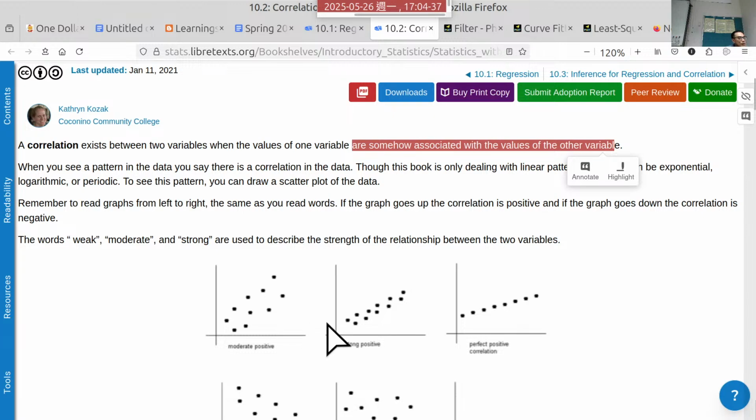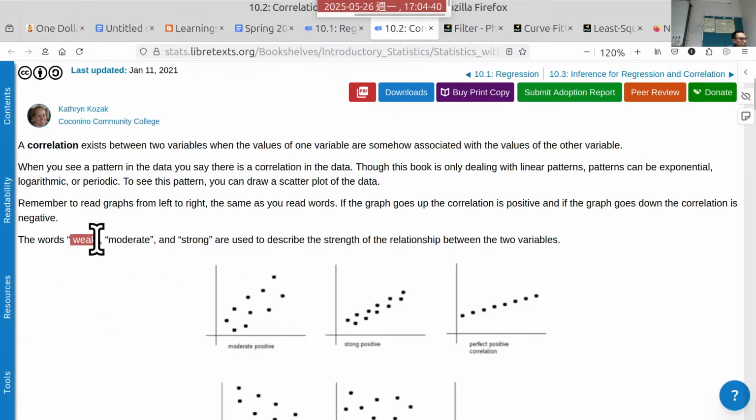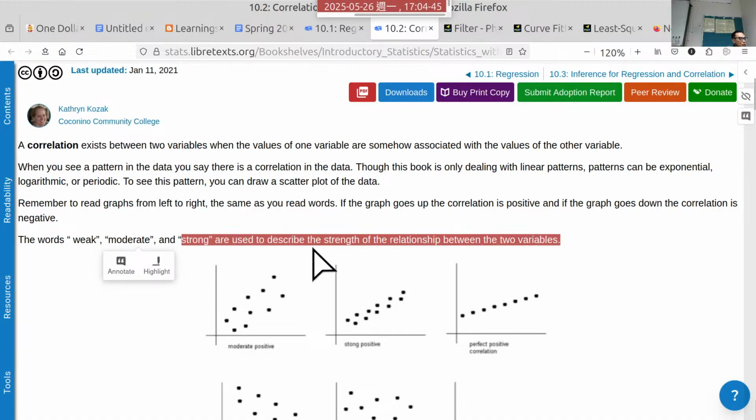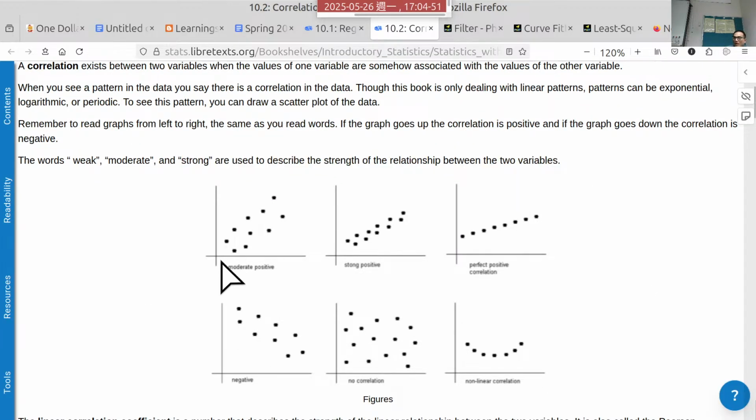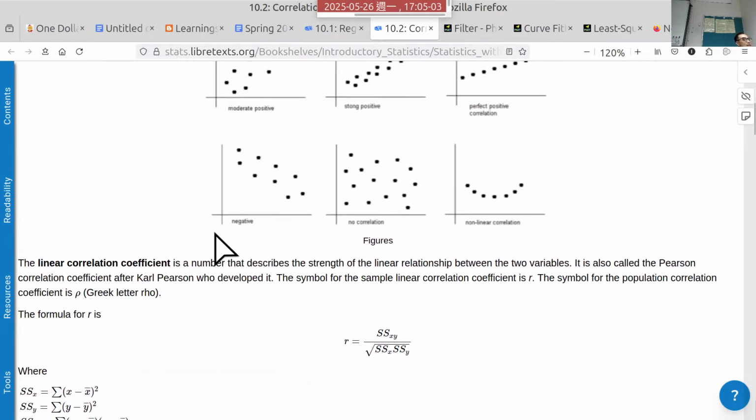Correlation. There are some kinds of correlation. For example, weak correlation, moderate correlation, and strong correlation are used to describe the strength of the relationship between two variables. This one, moderate, the trend is from left down to upper right. Strong correlation, perfect positive correlation. And here, when there is a trend line from top left to down right, that is negative correlation. No correlation, nonlinear correlation, it can be a quadratic correlation.